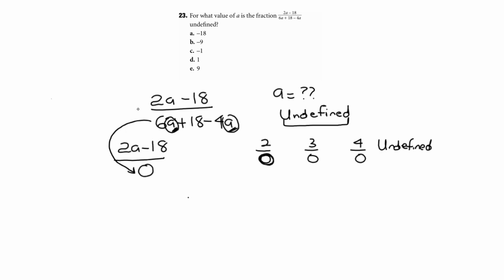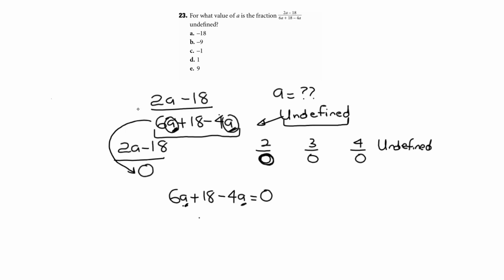So let's first find out 6a plus 18 minus 4a is equal to 0. We have to equate it to 0 and find what value of a, when we punch it in here, will give us a 0, which will make it undefined because it's a denominator. We did not choose the numerator, we chose the denominator because that's what undefined means. So let's try and solve.